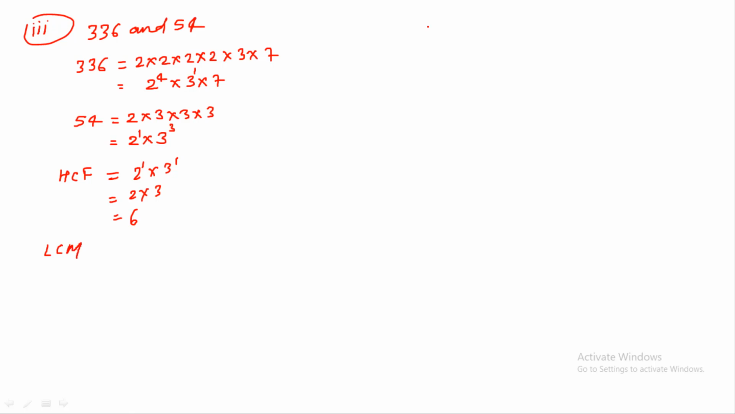And for LCM we write the maximum power, higher powers. So 2 raised to 4 into 3 cube into 7. And when we multiply all these we get 3024. Okay, हमें क्या मिल जाएगा 3024. Now we find the product of HCF and LCM. So it means that 6 into 3024. So when we multiply then we get 18,144.